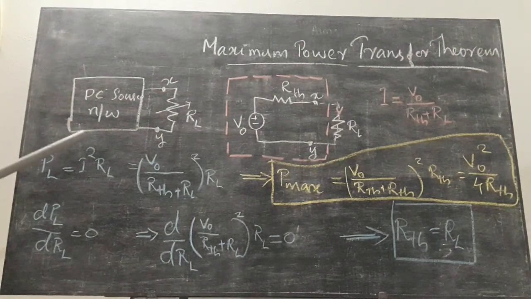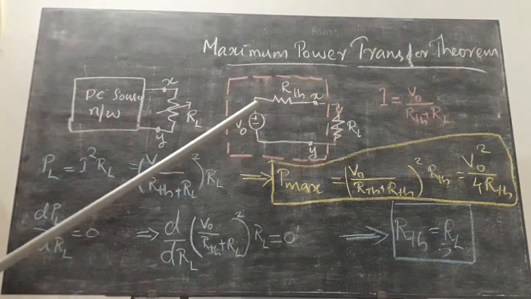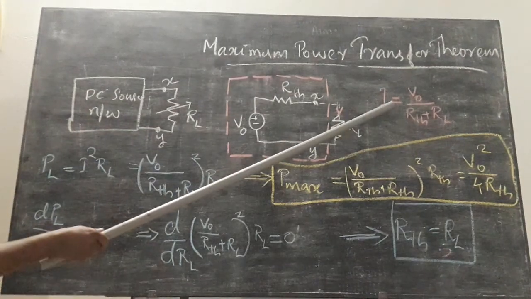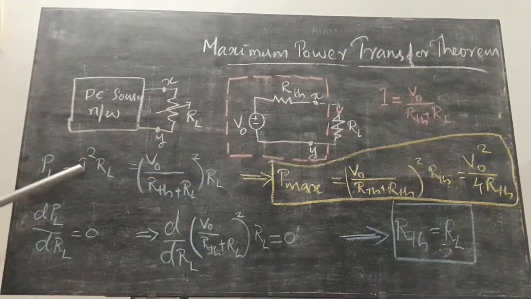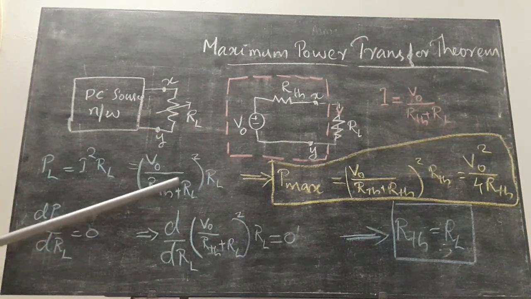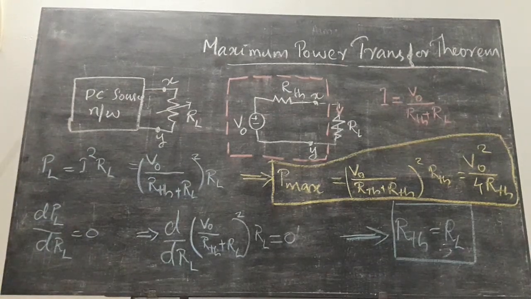If we know I, then the power delivered to the load, the power consumed by this load RL from the source, is equal to I square RL. We obtained I as V0 by RTH plus RL. So substitute the value of I in this equation: PL is equal to V0 square by RTH plus RL whole square, into RL. Our aim is to find the maximum power delivered to the load from the source. It is the equation for power delivered.